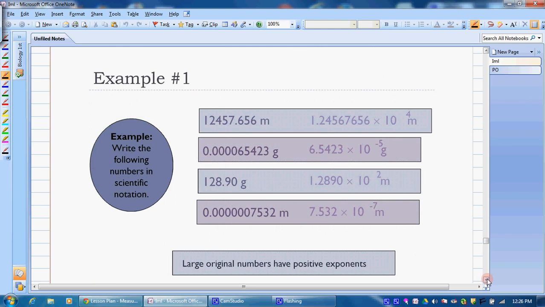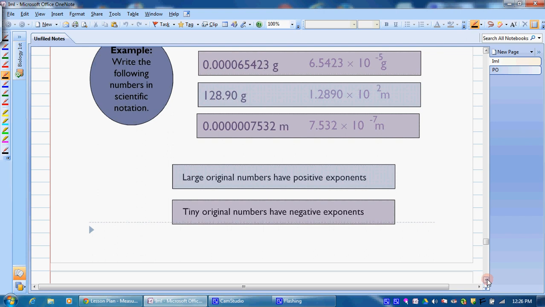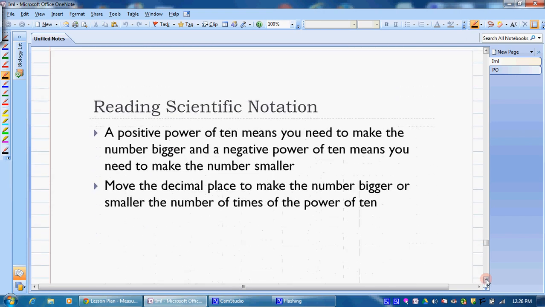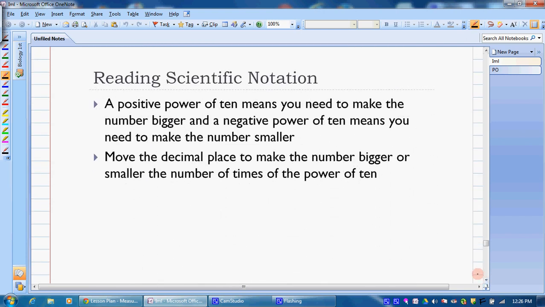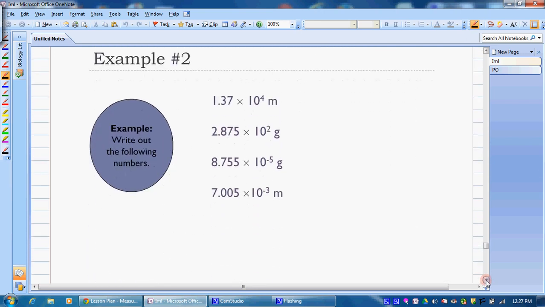And again, this shows the answers to what we just did. So a positive power of 10 means that you make the number bigger, and a negative power means you need to make the number smaller. You move the decimal place to make the number bigger or smaller, and that's your power of 10. That's how you read scientific notation. Now I'm going to have you pause the video and write these into long form numbers.